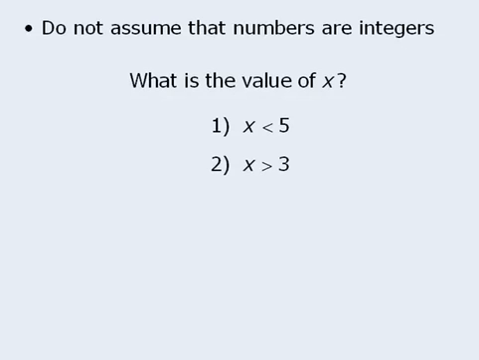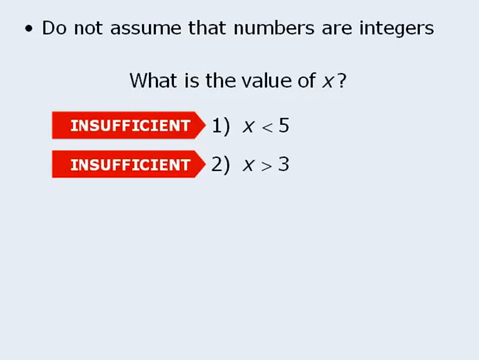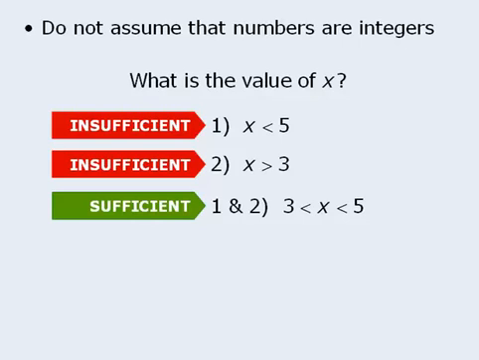Statement 1 tells us that x is less than 5, so it is not sufficient. Statement 2 tells us that x is greater than 3, so it is not sufficient. Now, if we combine the statements, we see that x is greater than 3 and less than 5. If we assume that x is an integer, we will conclude that x must equal 4, in which case the combined statements would be sufficient.